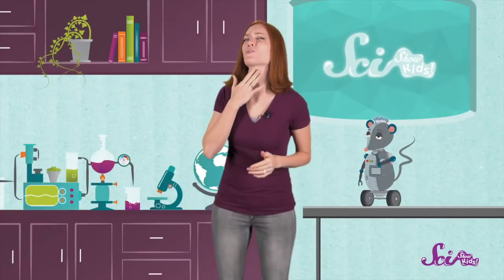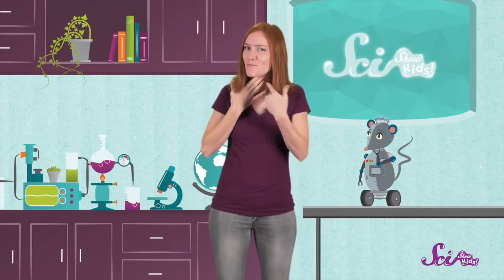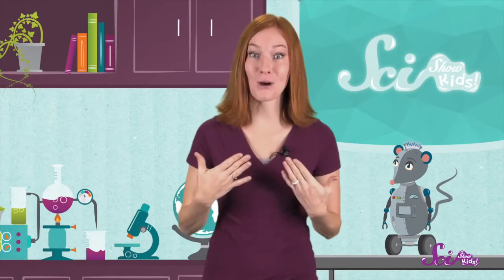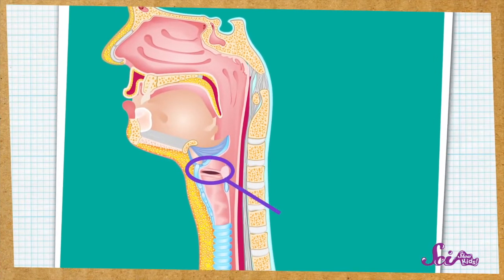Hold your hand up to your throat and say your name. Jesse. Jesse. Can you feel that sort of buzzing in your neck? That's a vibration, the start of the sound of your voice. What's vibrating here? It's 2 little things in your throat called your vocal cords.